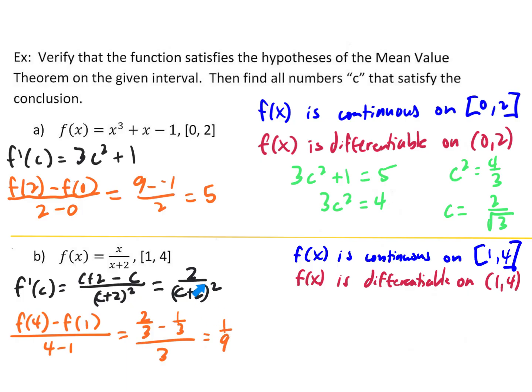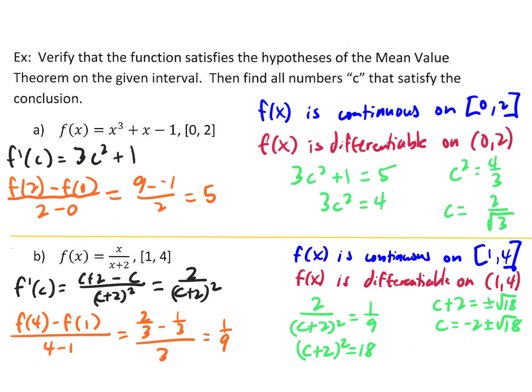So then I set these two things equal to each other again, and the way that I'm going to solve this is I'm going to cross multiply. All right. Quantity c plus 2 squared equals 18. Square root, plus or minus. Now this one's a little trickier. I'm going to hang on to that minus for a second, because when I subtract the 2 over, I have to decide maybe both of these are going to be good, maybe not, all right?